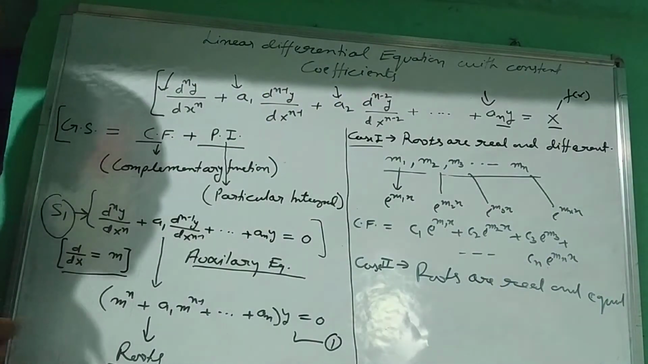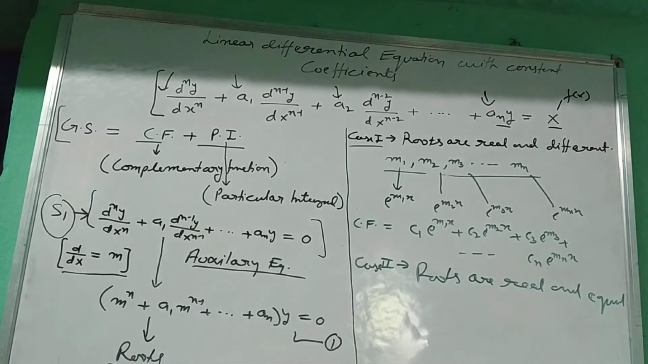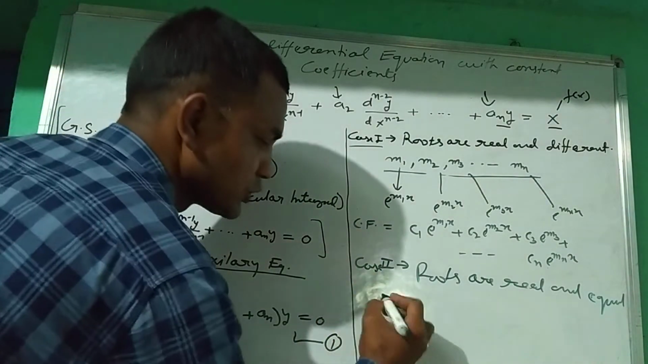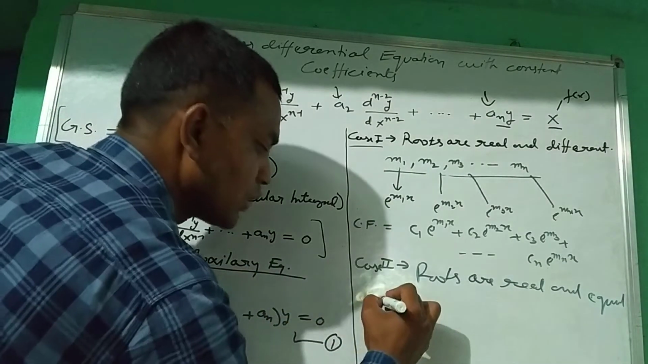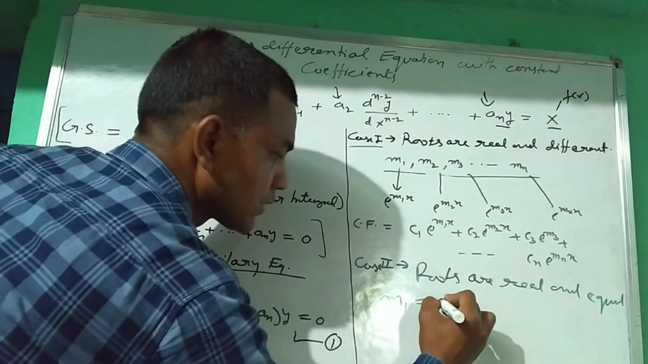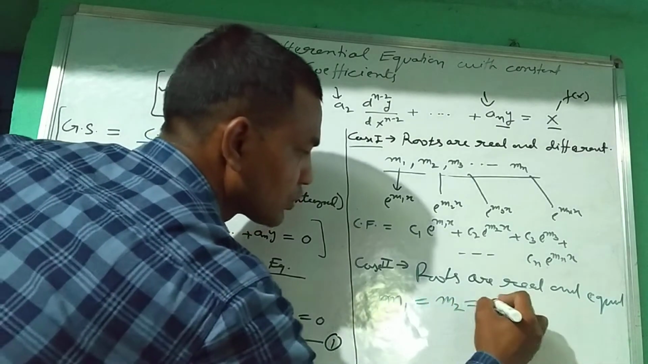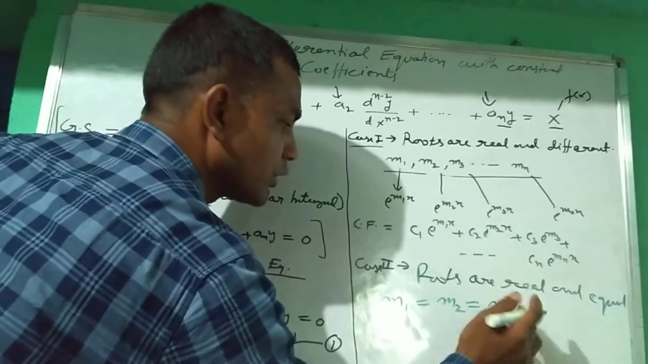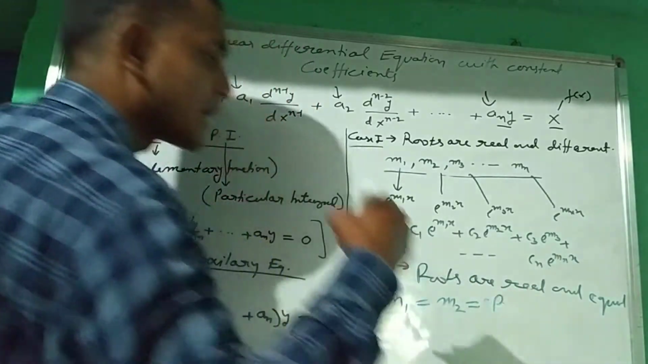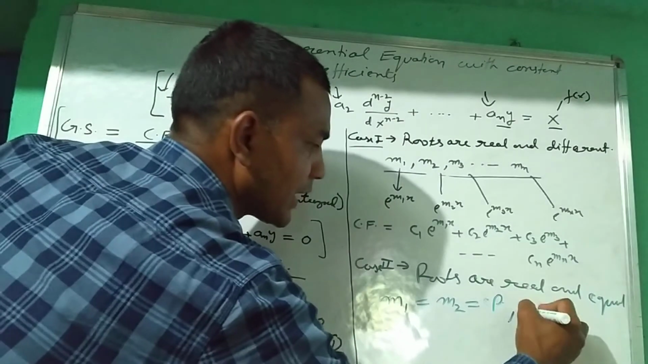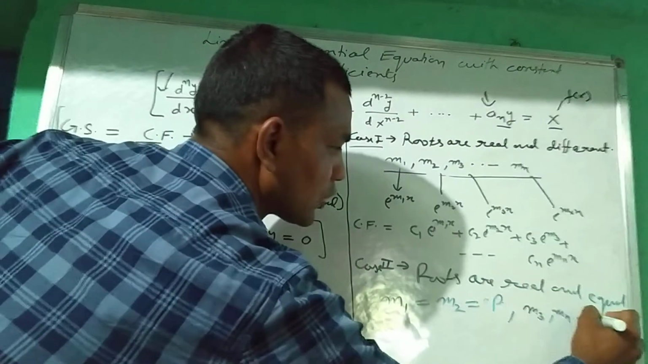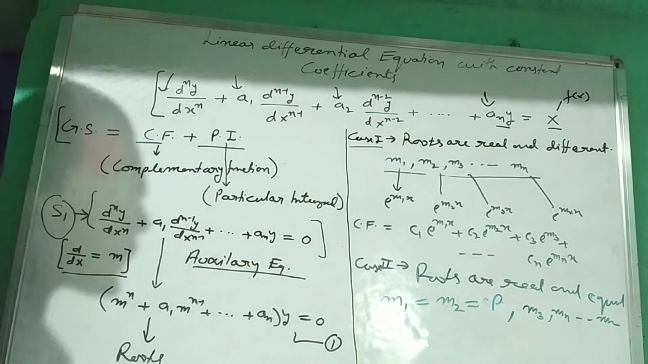Okay, in this case, if the roots are real and equal, then we can simply find the complementary function like this. Suppose that two roots are equal, m1 equal to m2 equal to p, and the other roots are distinct, m3, m4, and so on up to mn. But we have only two roots equal.